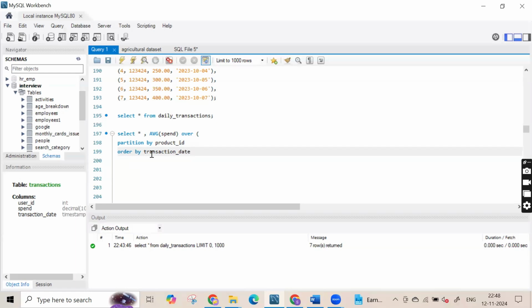Otherwise, what will happen, let's say you get the total transaction for the third day, then the total transaction of the fifth day, then the total transactions that happened on the first day, and if you take these three values to calculate your average, obviously your average will go wrong.